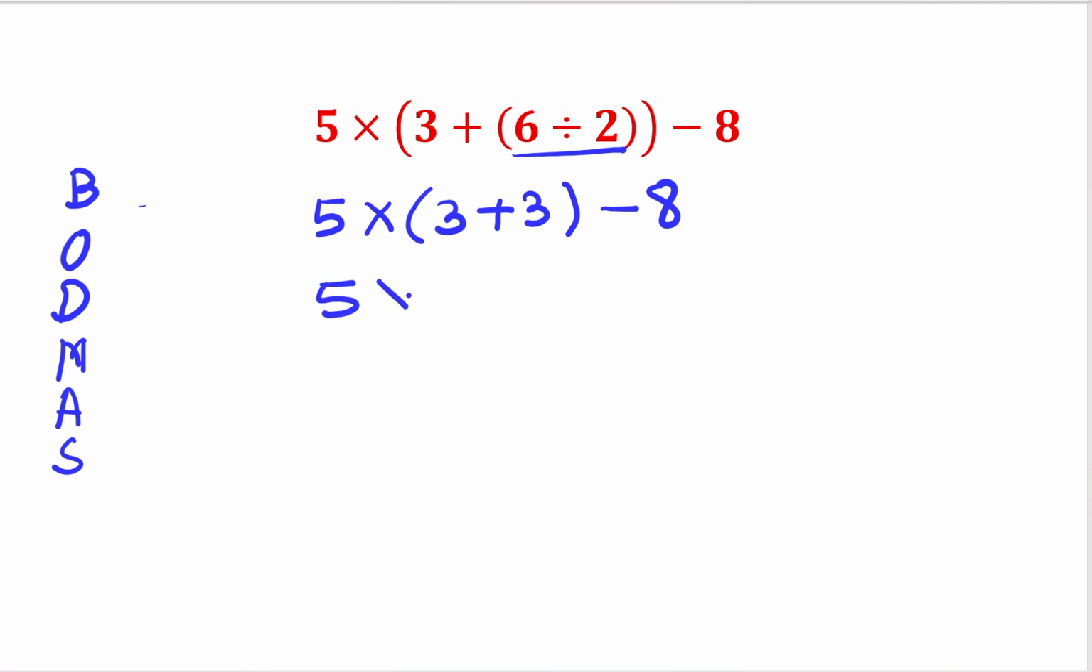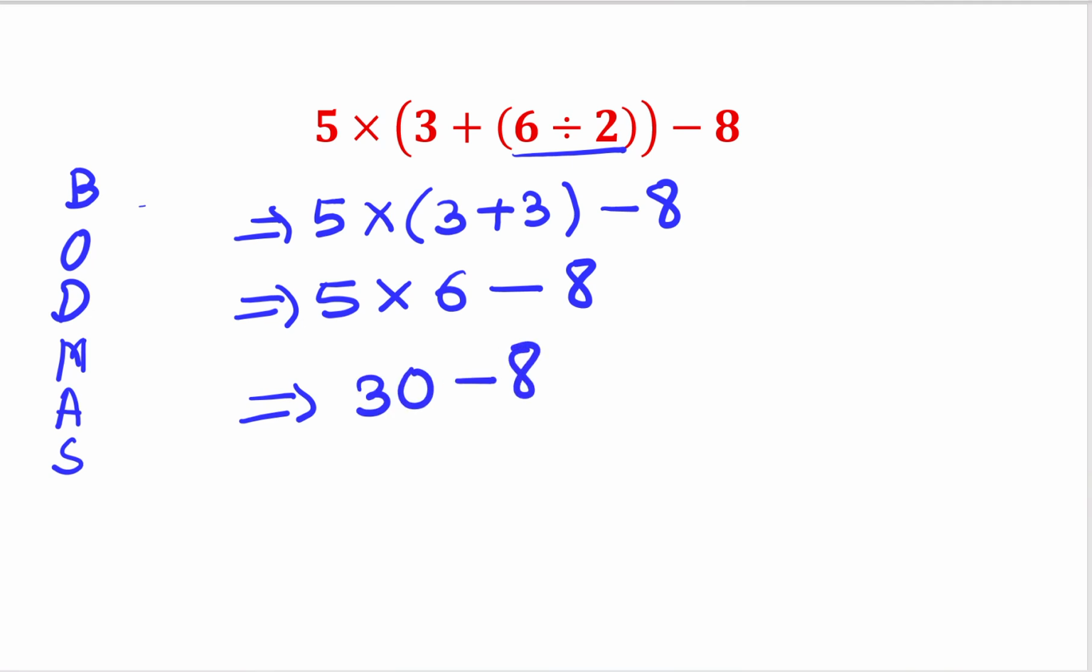So 5 multiplied by 3 plus 3 is equal to 6, minus 8. So the final answer is 5 into 6. 5 multiplied by 6 is equal to 30, and minus 8, and the final answer is how much? So 22. So this expression is the correct method of solving the example.